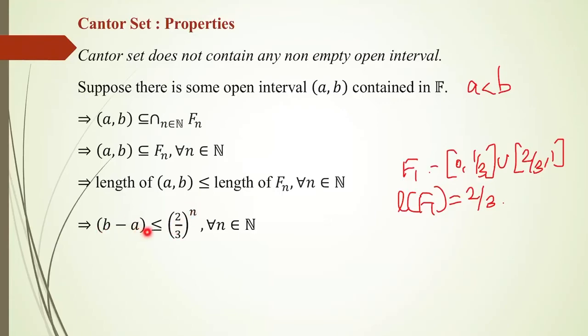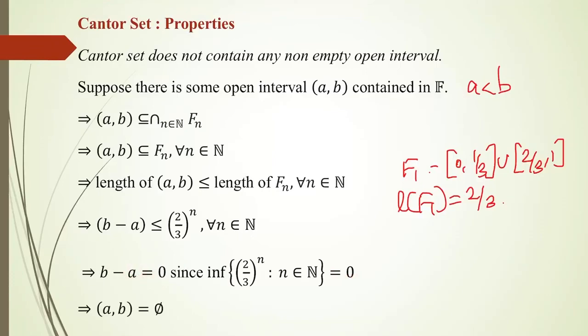So b - a will be less than or equal to (2/3)ⁿ for all n in the natural numbers. Okay, so actually b - a is a lower bound for this set of all (2/3)ⁿ where n varies over natural numbers. But the infimum, which is the greatest lower bound of this set, is 0. So b - a must be equal to 0. That means the open interval (a, b) is nothing but the empty set. So there is no non-empty open interval which is a subset of the Cantor set.